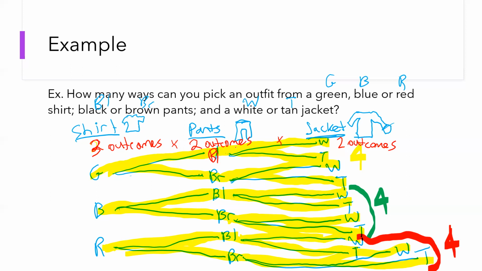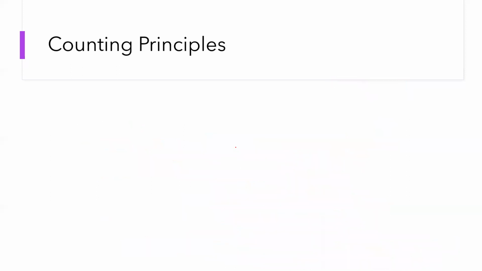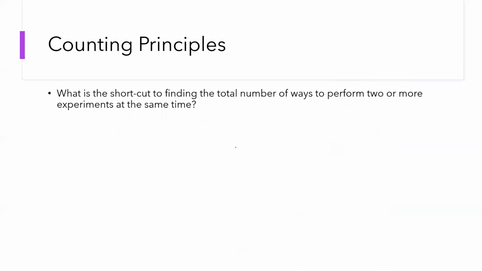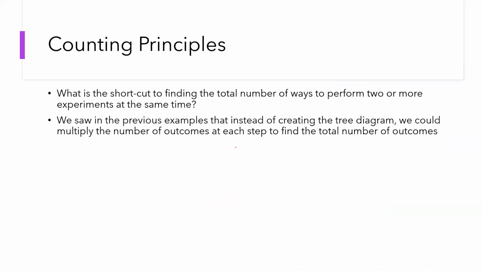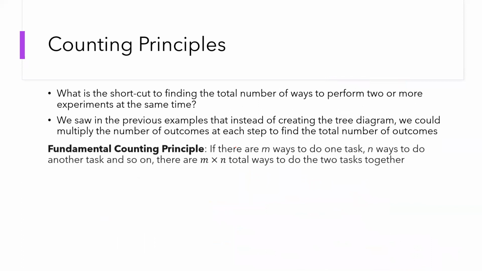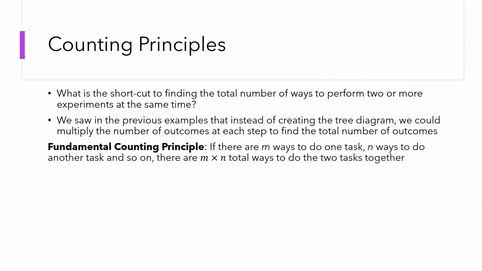So we're going to actually write this out formally. So this is the counting principles here. What's the shortcut to finding the total number of ways to perform 2 or more experiments at the same time? Well, we kind of noticed that if you multiply the number of outcomes at each step, you will get the total number of outcomes. And this is basically the fundamental counting principle. And again, I would definitely write this one down just so you remember what it is.